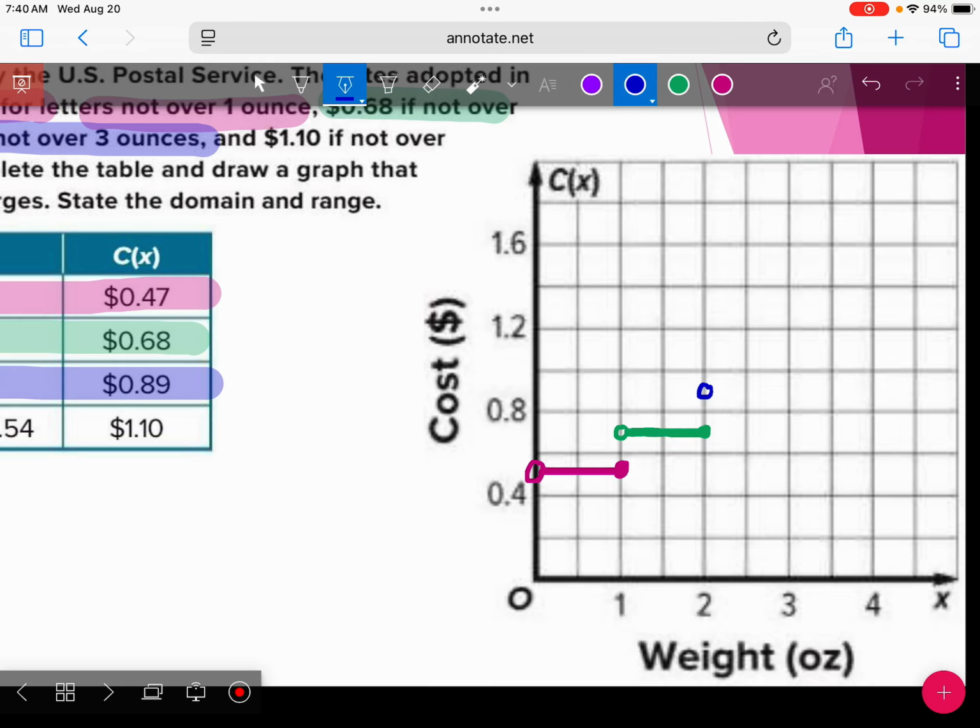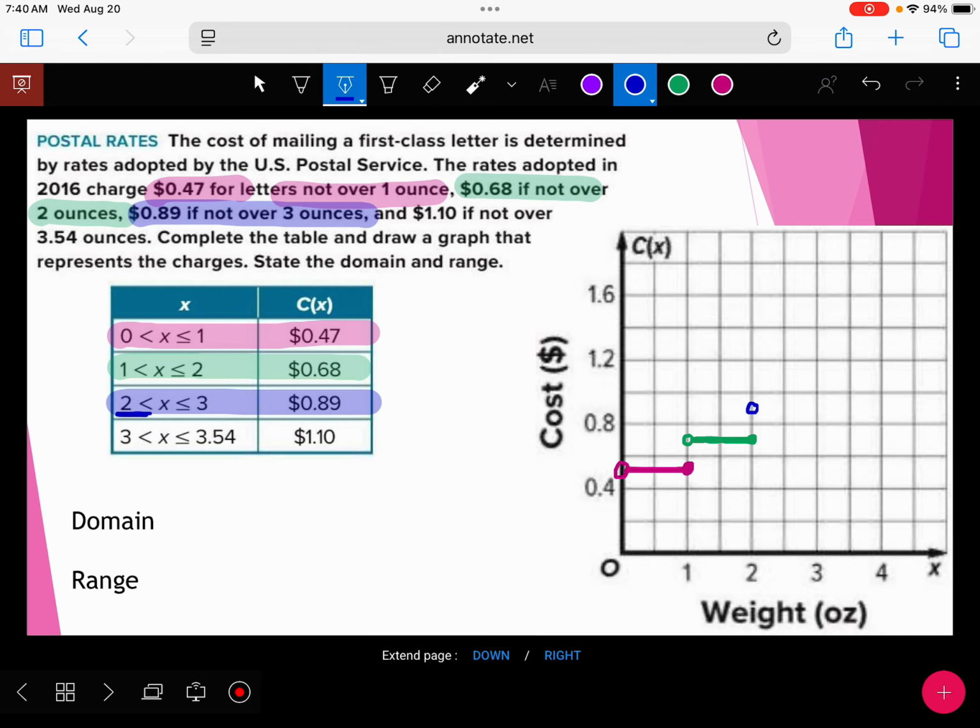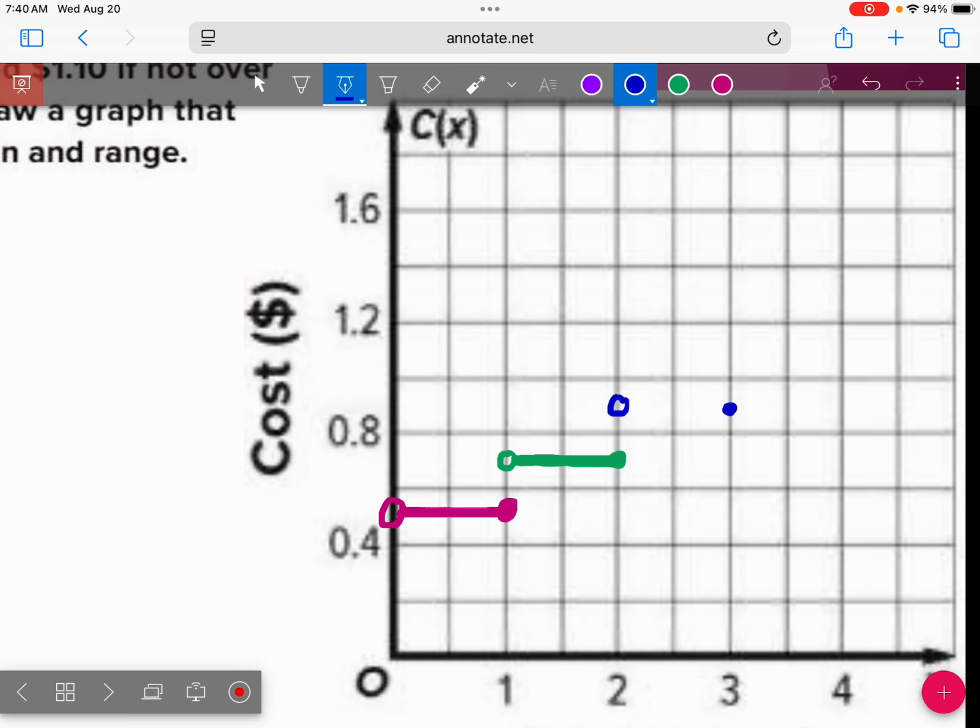But we can go from our 2 ounces all the way up to 3 ounces at this 89 cents. And that's a flat rate between them. It's like those flat rate shipping boxes. It doesn't matter what I put in there, as long as it fits in there, we're good.